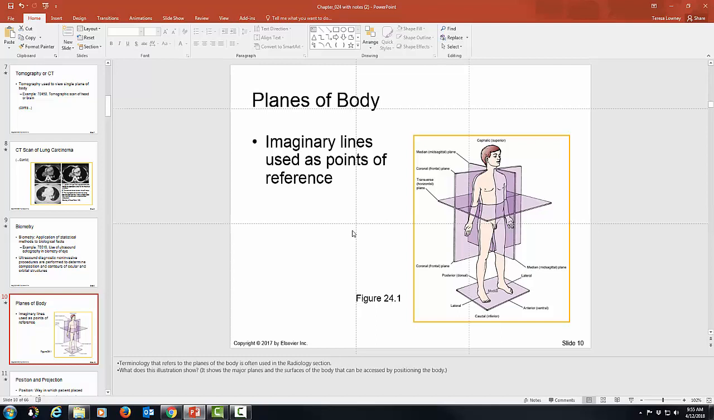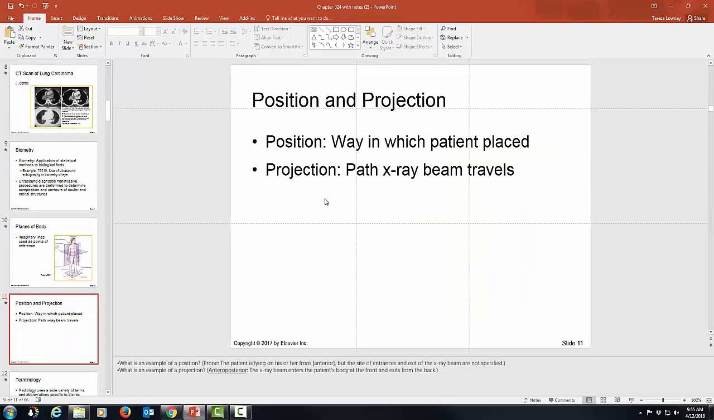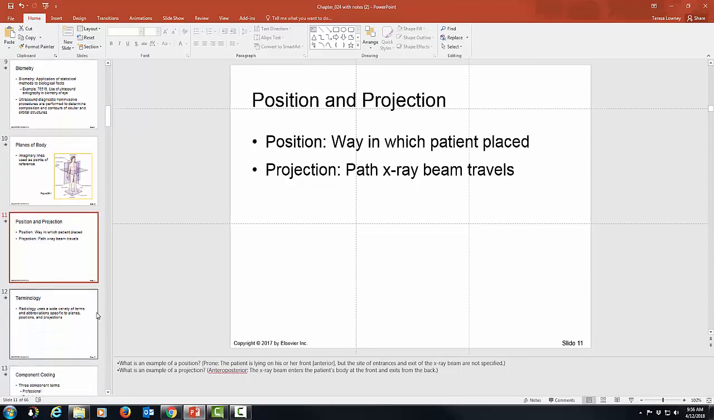Great illustration in your book on the top of page 627. Position is the way the patient is placed, and projection is the path in which the X-ray beam travels. So, for example, an example of a position, the patient is lying on his or her front, the anterior body. But the site of the entrances and exits are not specified, so that wouldn't be very easy to code. The example of a projection, anterior to posterior. The X-ray beam enters the patient's body at the front and exits from the back. Now you've got a complete picture of how you're going to code that.